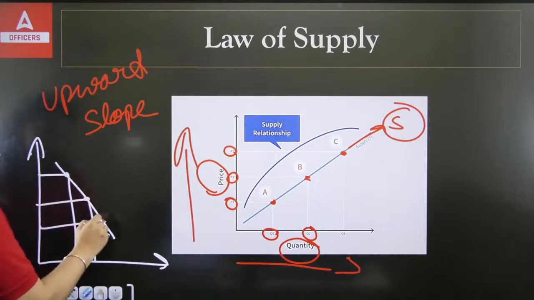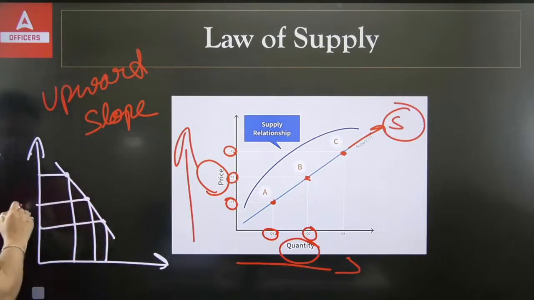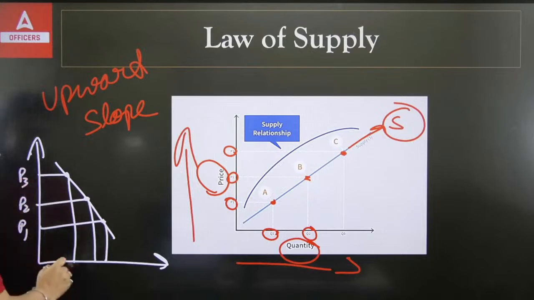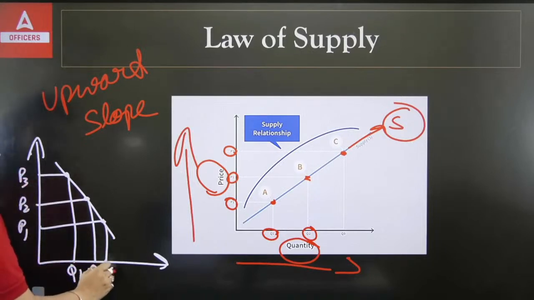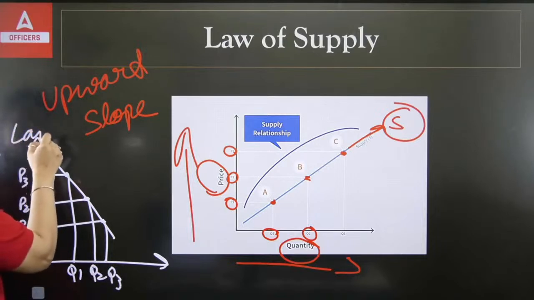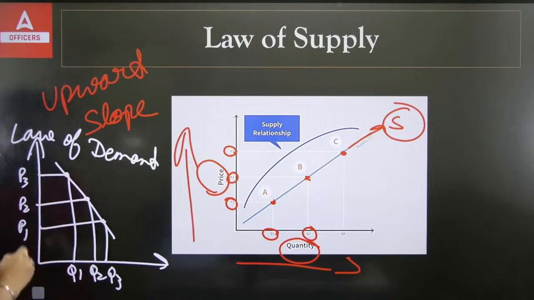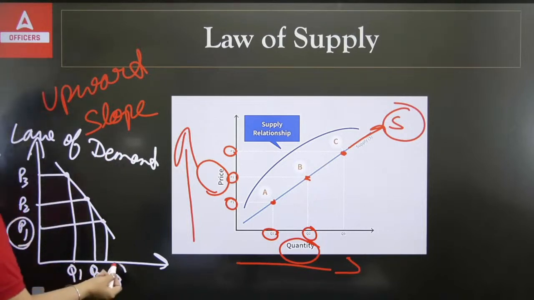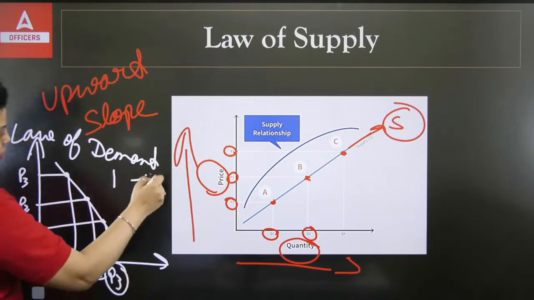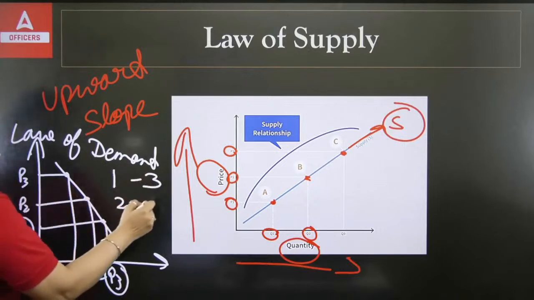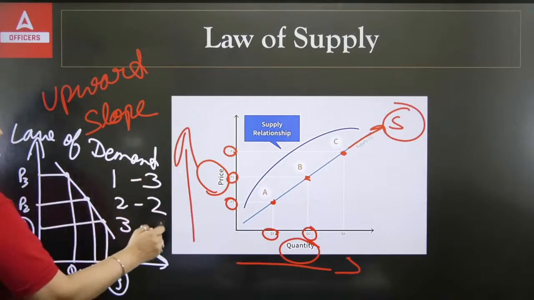quantity demanded. You can see this is price 1, price 2, price 3. We have quantity 1, quantity 2, quantity 3. I am giving you the example of the law of demand. This white one is the law of demand. Now you can see when the price was 1, quantity was 3. When the price was 2, quantity became 2. When the price was 3, quantity became 1.